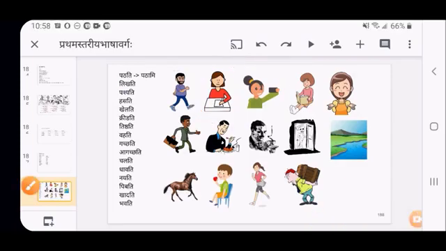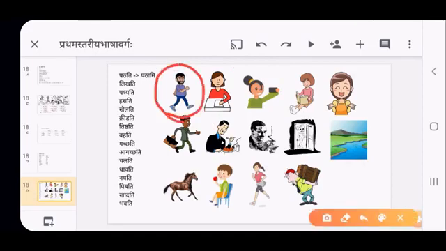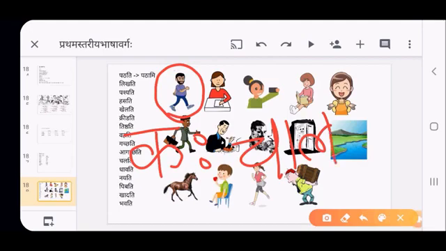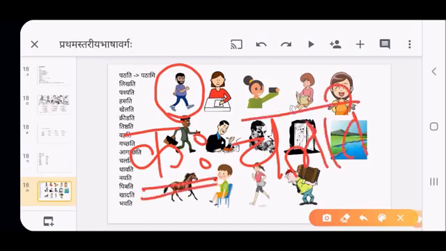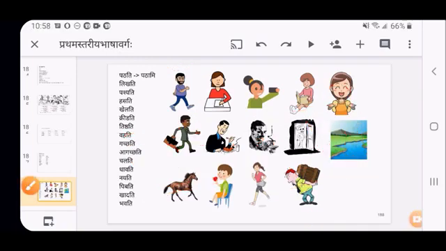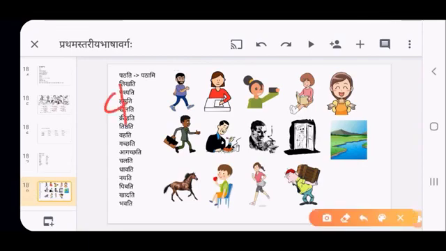Okay. So now I can also ask the question here. Looking at this picture, the answer will be Saha Chalati. But now my question could be Kaha Chalati. So remember that, I can use the question word also, like kaha, ka, kim. Any of the question words.